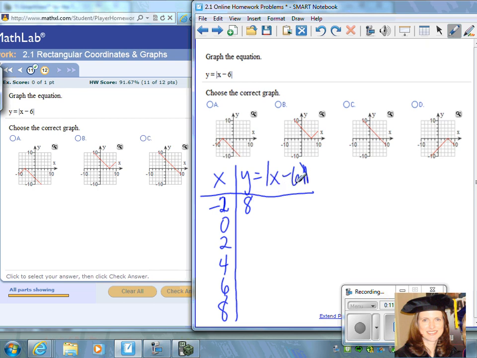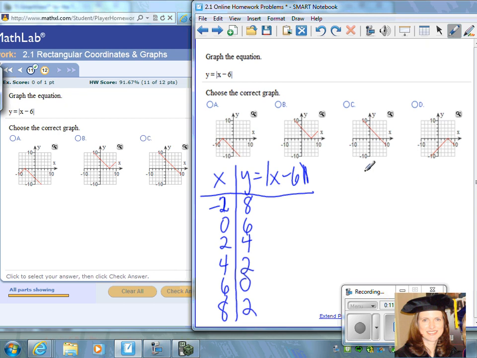0 minus 6 is -6. Absolute value is 6. Plug in 2. 2 minus 6 is -4. Absolute value is +4. Plug in 4. 4 minus 6 is -2. Absolute value is +2. Plug in 6, because 6 minus 6 is 0. Actually, that's the smallest y value that we're going to get out. And if you plug in 8, 8 minus 6 is 2, and the absolute value is +2.